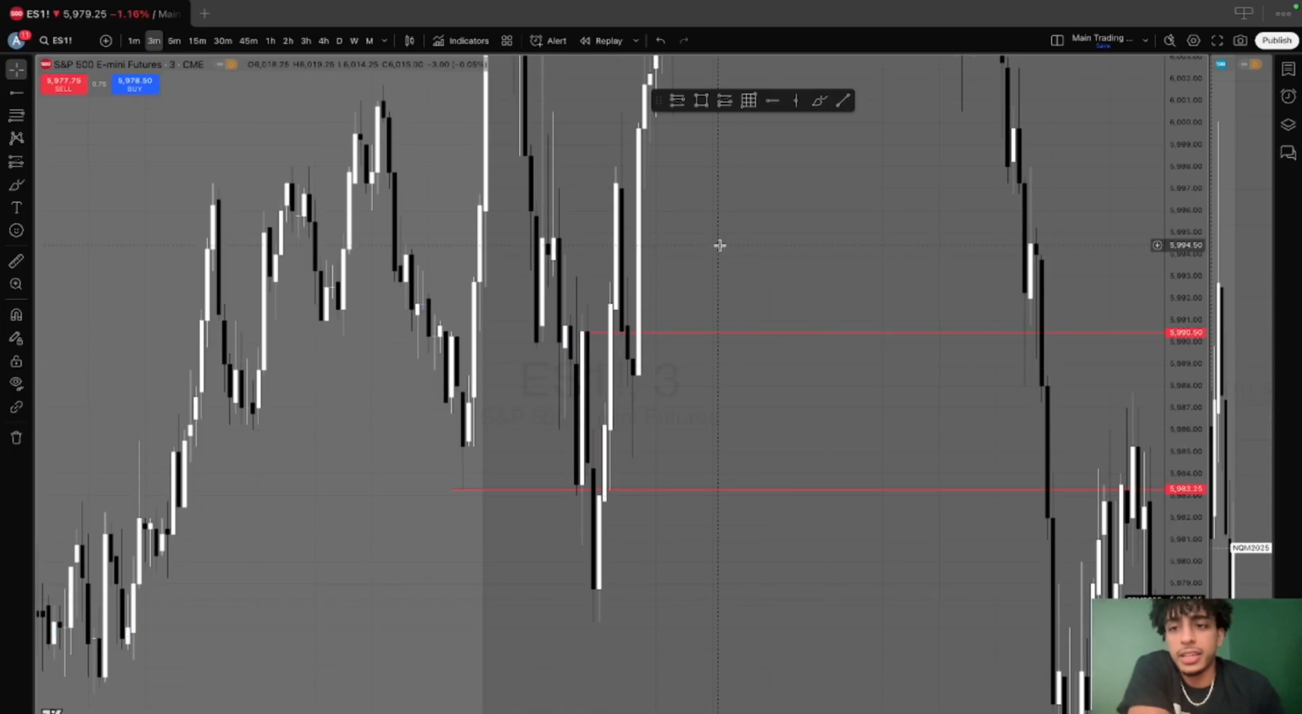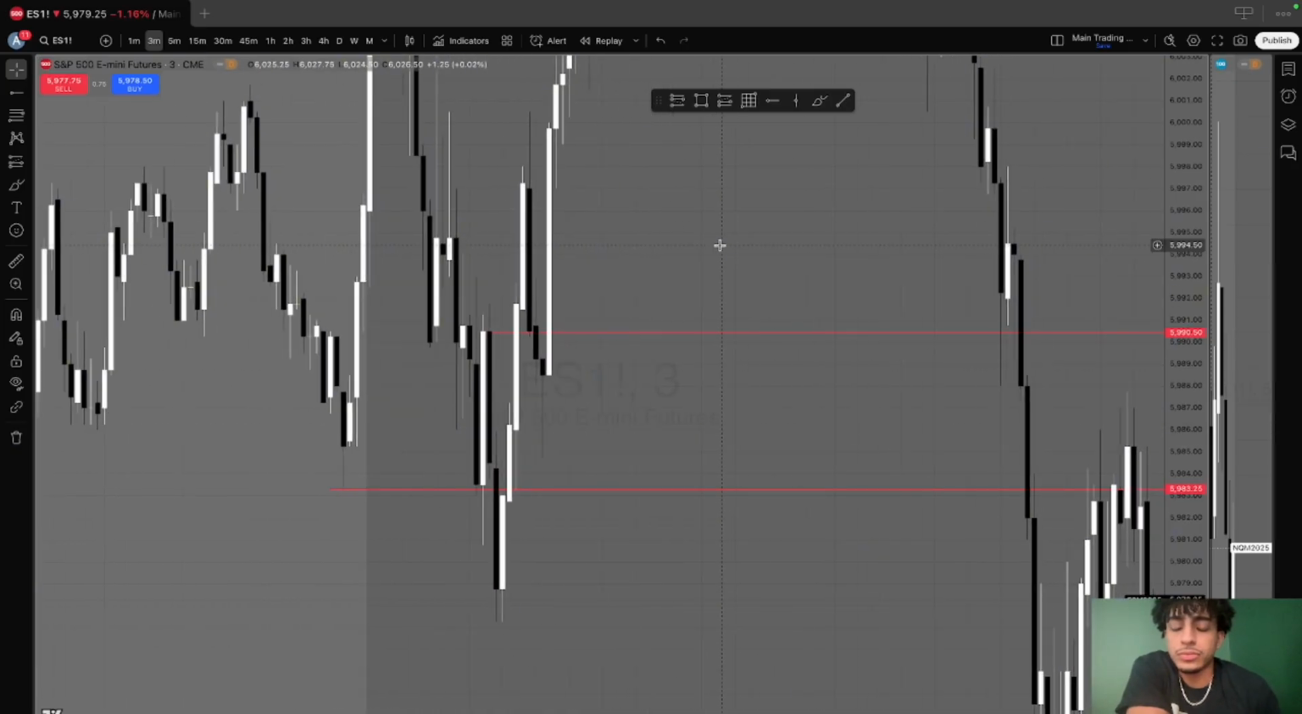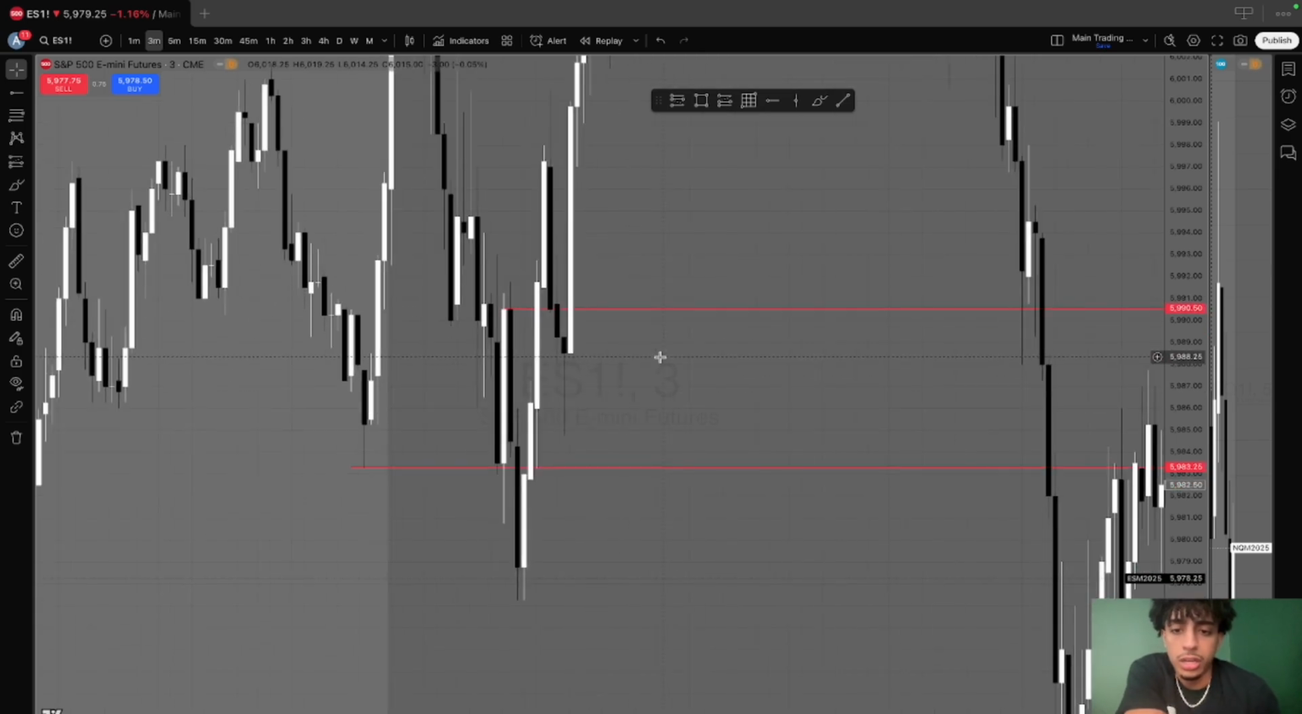A CISD isn't off the wicks, so you wouldn't want to see a close above this. You would want to see a close above this, and it would need to be of the series of candles. So in this case, we have 2 bearish candles. We get a close above the top of the body, right, of these series of candles.